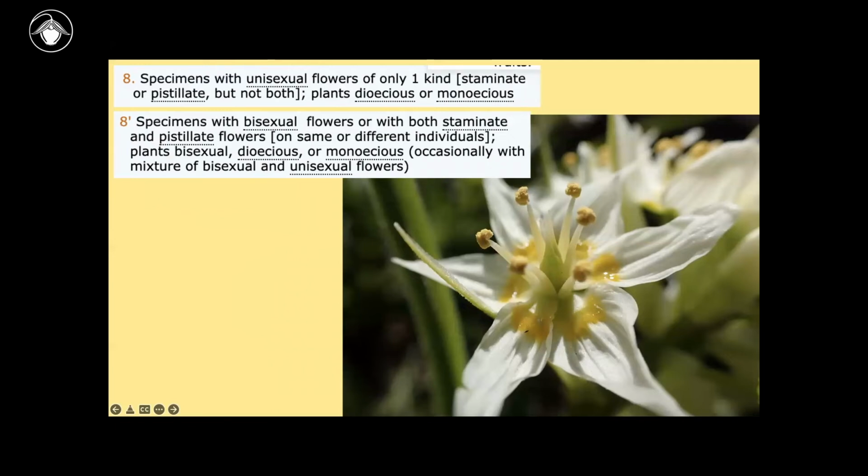Specimens with unisexual flowers of only one kind, staminate or pistillate, but not both. Plants dioecious or monoecious, or specimens with bisexual flowers or with both staminate and pistillate flowers on same or different individuals. Plants bisexual, dioecious, or monoecious, occasionally with mixture of bisexual and unisexual flowers. In this case, our plants are clearly bisexual with both pistils and stamens.